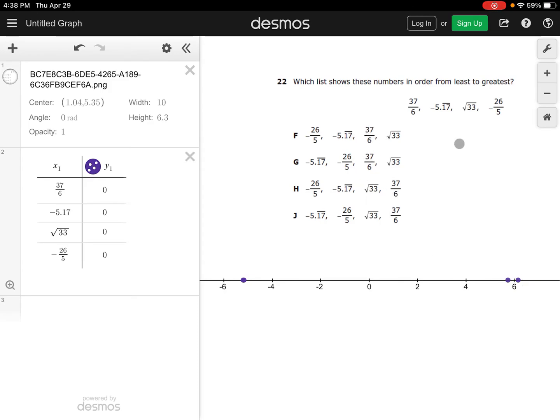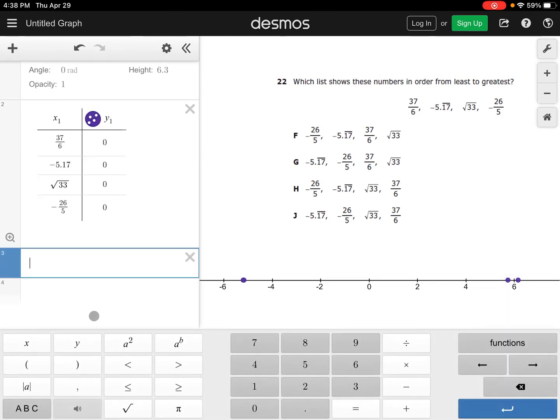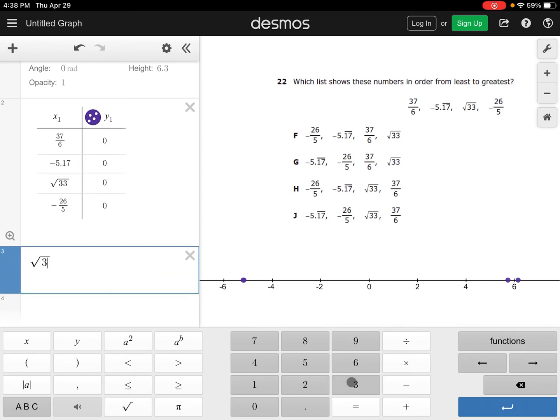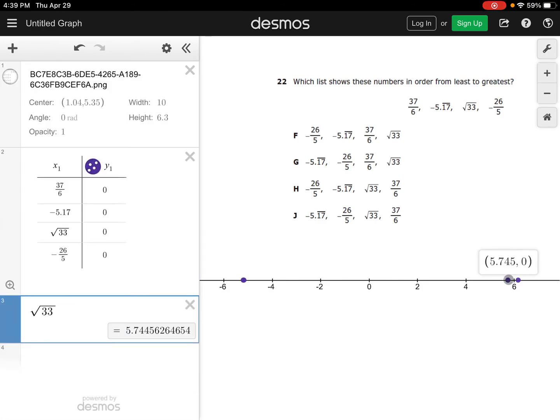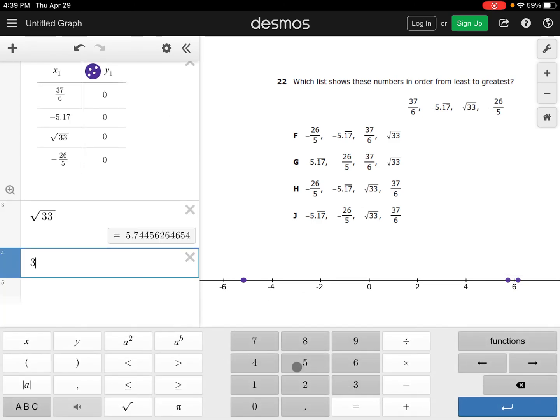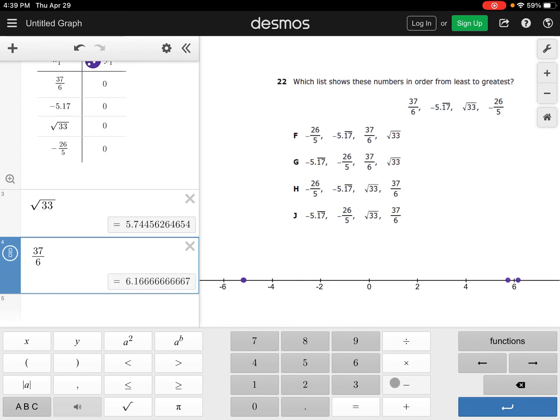So I've got to figure out which one was bigger, the square root of 33 or 37 over 6. If I type in square root of 33, that's 5.744. Looks like it's the square root of 33, and then next would be 37 over 6. All right, so looks like H would be the correct answer for that problem.